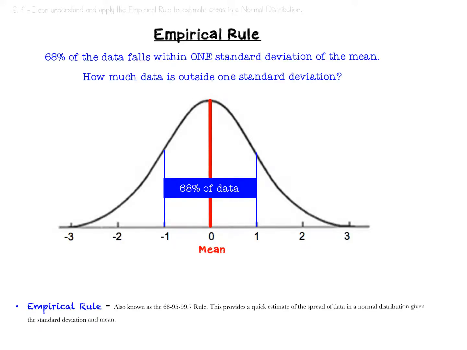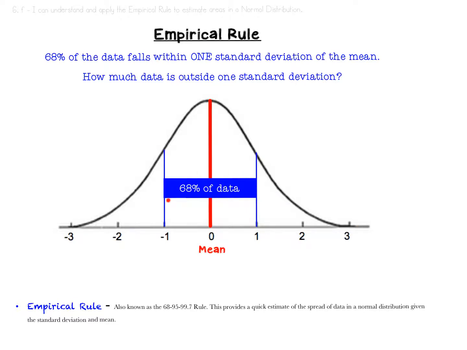The empirical rule is also known as the 68, 95, 99.7 rule, and this basically provides a quick estimate of the spread of data in a normal distribution given the standard deviation and the mean. All it's saying is that 68% of my data is going to fall within one standard deviation of the mean, so one above and one below, 68%. So over half of my data should be within one standard deviation of the mean in a normal distribution.